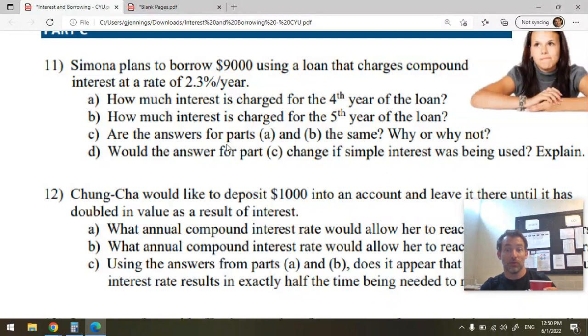Another math perspective would be the amount that I'm earning interest on or paying interest on has grown, so the amount of interest grows. If you were using simple interest, it would be the same amount of interest each year. It would not change. It would be a line.